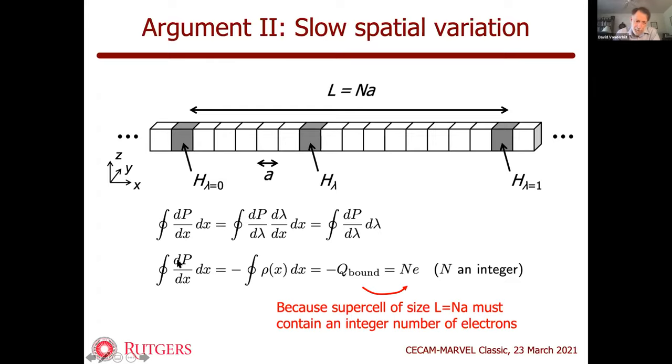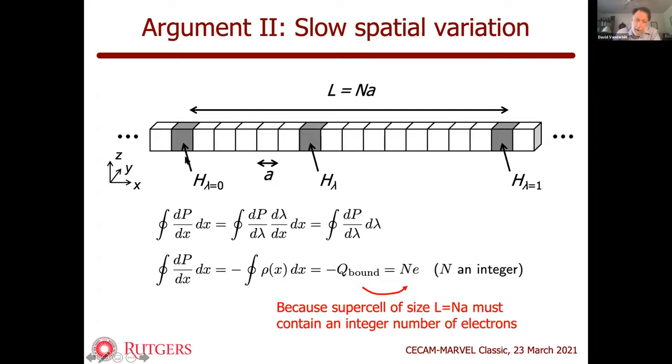the derivative of the polarization, which is nothing other than minus the bound charge. I should have written rho bound here, I guess. So I integrate up the bound charge and I get a total Q bound charge. This is the extra charge that comes from the polarization variation relative to what it would have been in the supercell if the Hamiltonian were uniform throughout the entire length of the sample. And I argue that that has to be an integer times an electron charge.